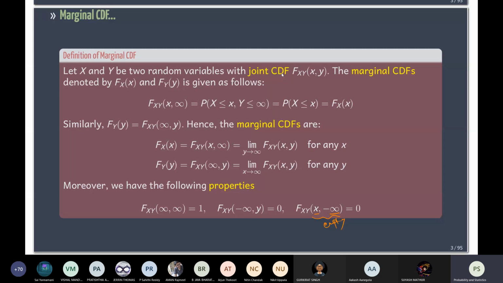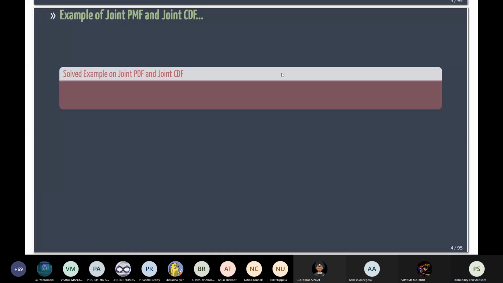So these are the properties of the joint CDF, and what we learned also is how to get the marginals from the joint CDF. Okay, so let us see some examples of joint PDF and CDF. Let us try to reinforce our understanding of the joint PDF and joint CDF.